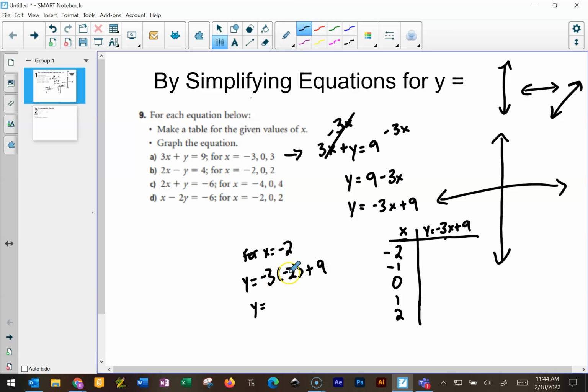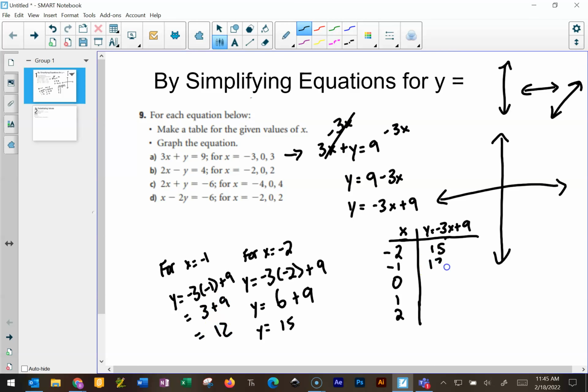Multiplication before addition. So negative 3 times negative 2 is going to be a positive 6, plus 9 at the end there, and that's going to be 15. So for the first line of your table, if x is negative 2, y is 15. Then for the next line, we have to do the same thing for x equals negative 1. So it's the exact same process, negative 3 times negative 1 this time, plus 9. So that's going to be positive 3 plus 9 is 12.